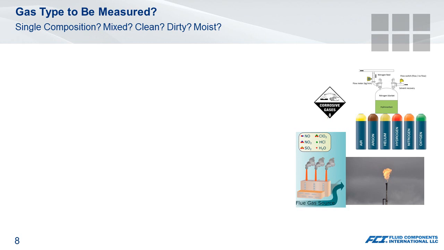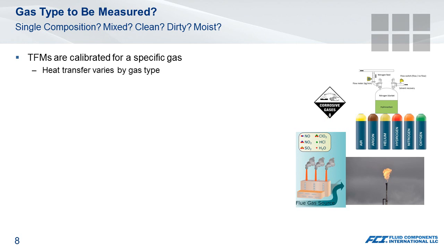So the next essential is, what is the gas type to be measured? There are several things to consider here and share in your specifications to your manufacturer of choice. As we talked about earlier, thermal flow meters are calibrated for a specific gas because the heat transfer varies by the gas type. So all manufacturers are going to want to know what is the gas composition that you're measuring so that they can calibrate the meter correctly.